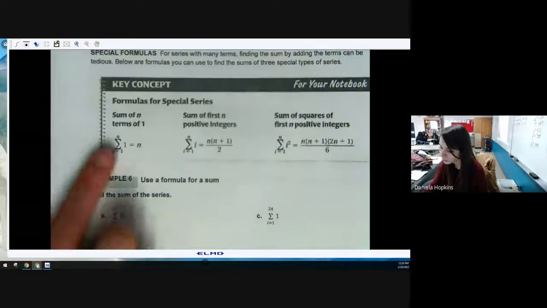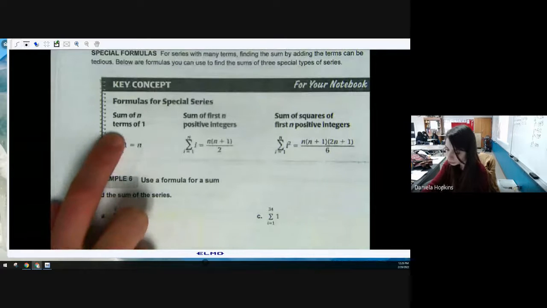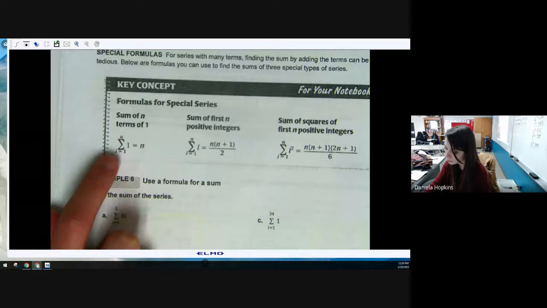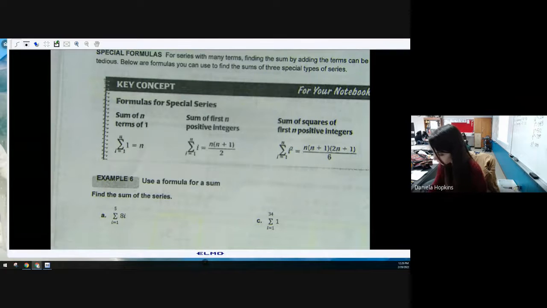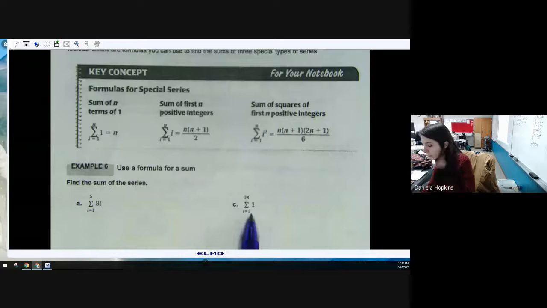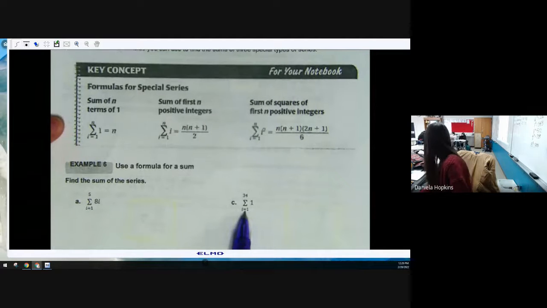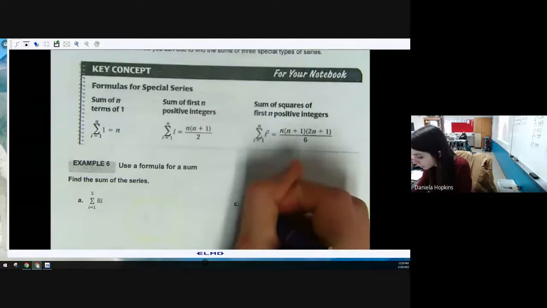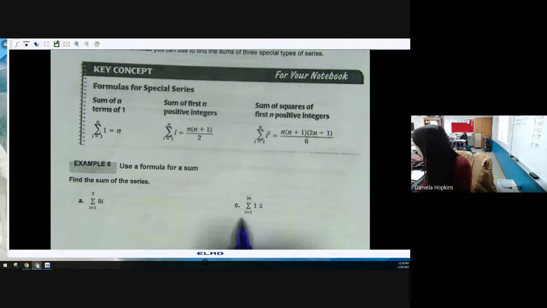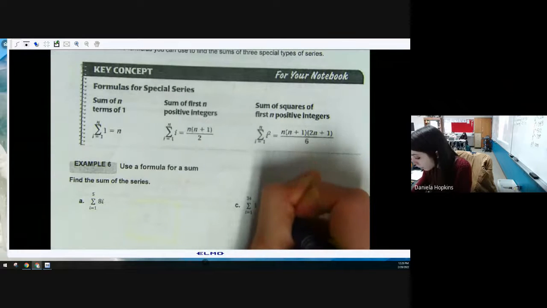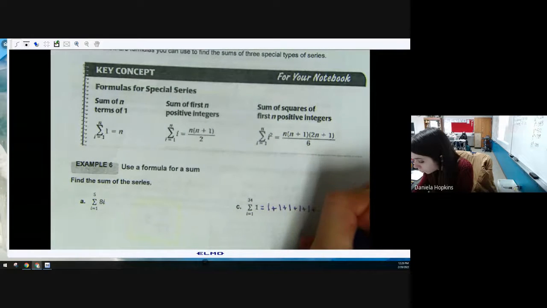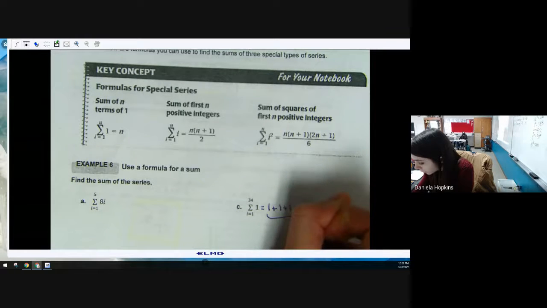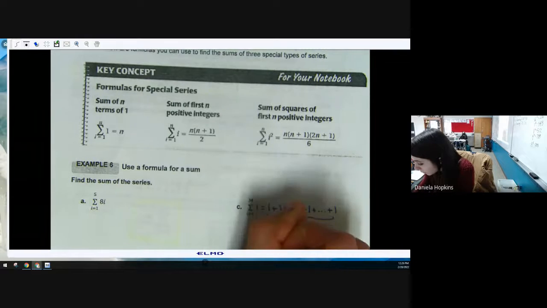So let's look at this first case. Sum of n terms of 1. So this is saying that the sum from i equals 1 to whatever your max value is of just 1 equals n. So let's see what they actually mean by that. If you look at example C, this matches that form here. And really what's happening here is there's nothing to plug in for i. All this is saying is it's 1 plus 1 plus 1 plus 1 plus 1 up to plus 1, 34 times. Well, how many must that be?